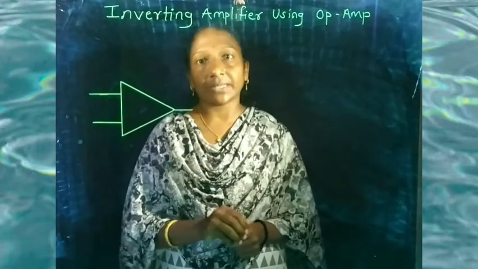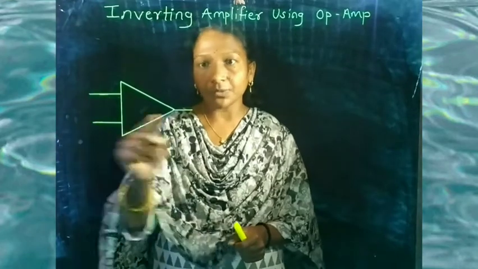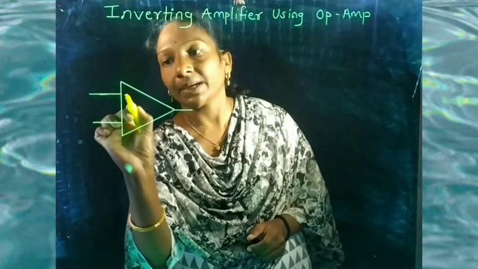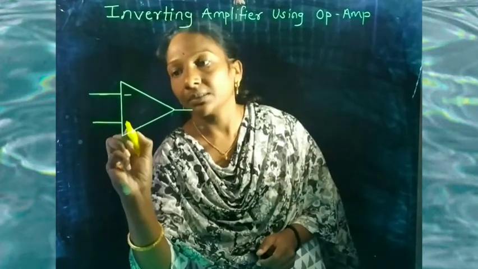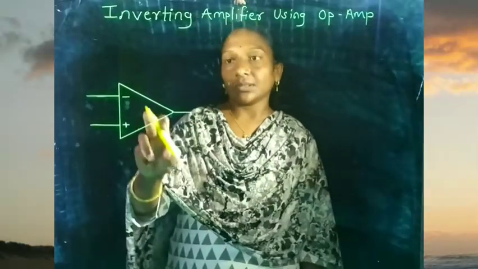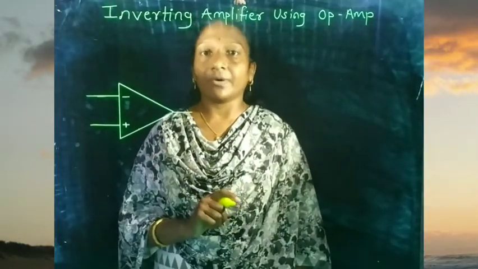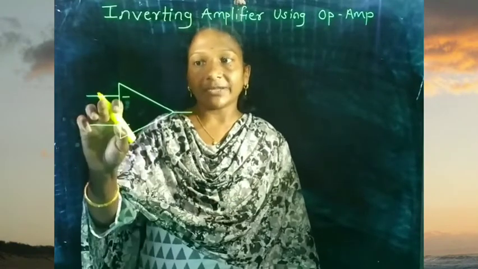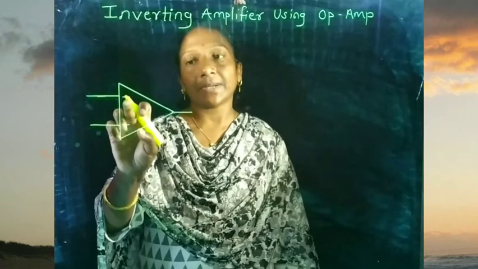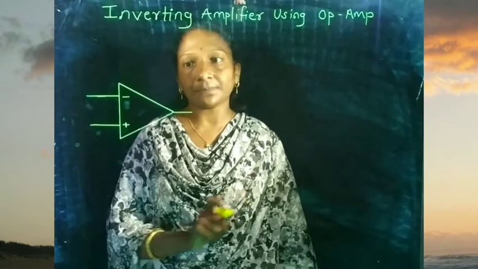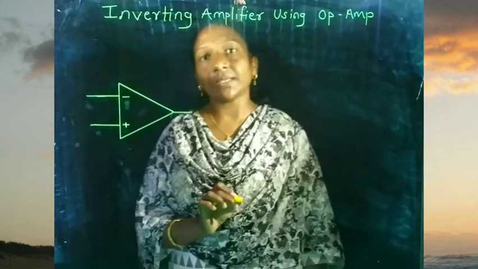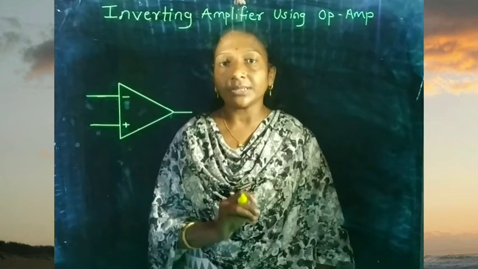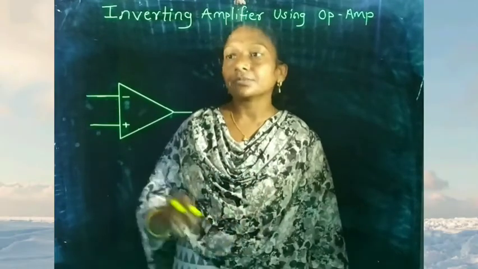Op-amp is indicated by the triangle having two inputs and one output. The inputs are separately indicated by the sign minus and plus. This is the symbol of operational amplifier having two inputs and one output. The differential input is indicated by the negative sign and the positive sign. This negative sign means the input is inverting and plus sign indicates the input is non-inverting input.